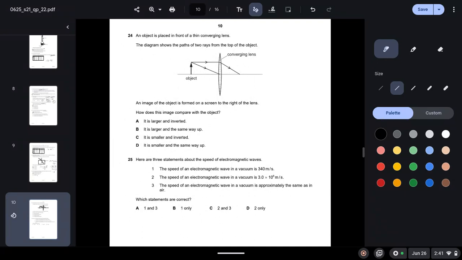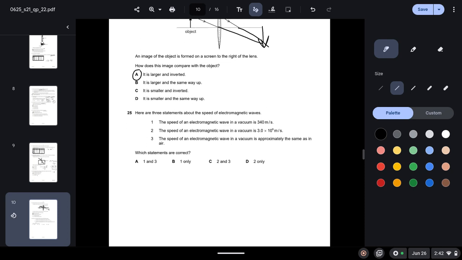An object is placed in front of a thin converging lens. The diagram shows the paths of two rays from the top of the object. An image of the object is formed on a screen to the right of the lens. How does this image compare with the object? So let's complete the ray diagram. The image will be formed somewhere approximately here. This will be your image. We can clearly see that the image is larger than the object and it is also inverted. So A is correct, larger and inverted.